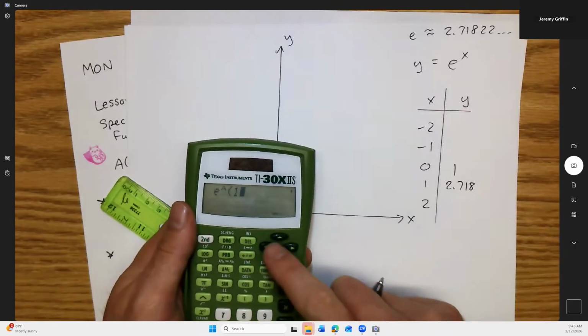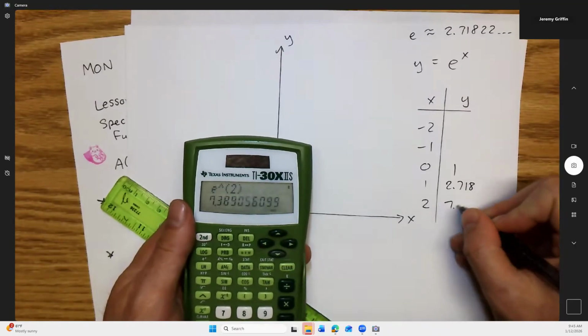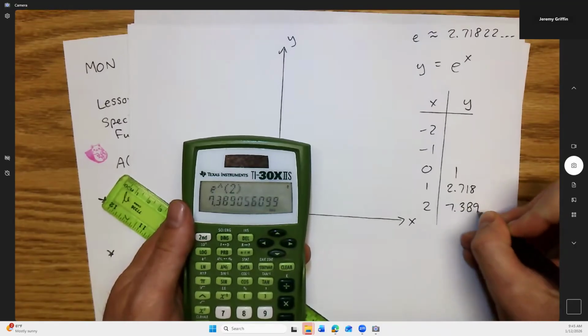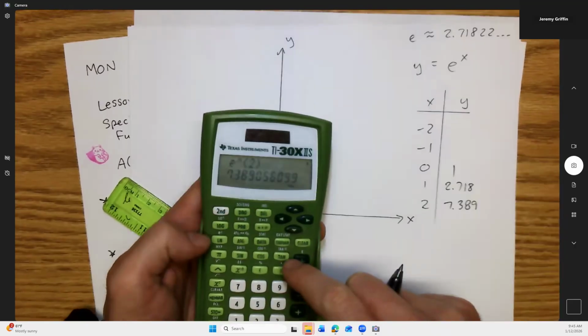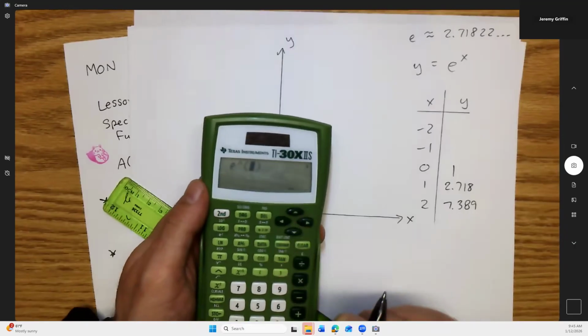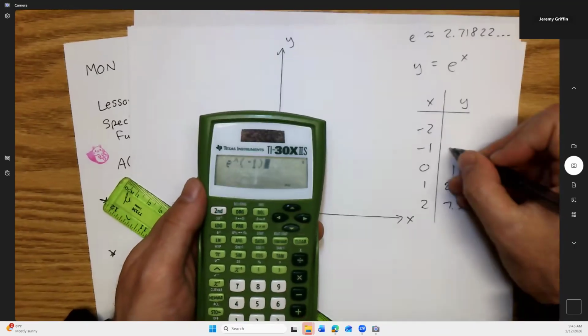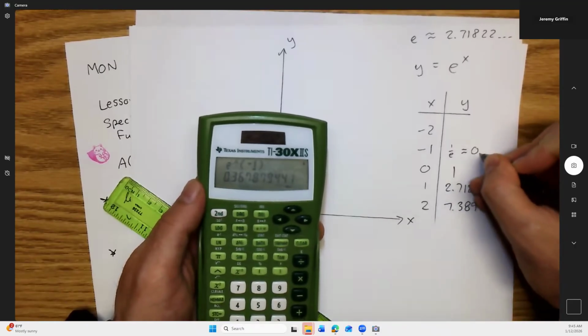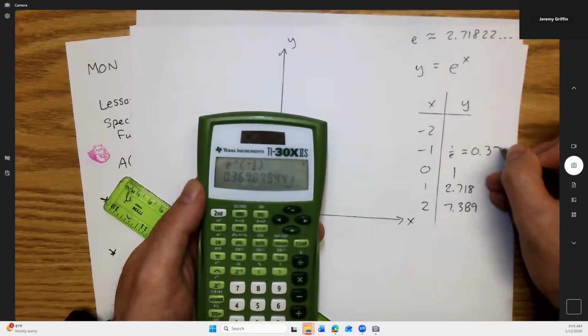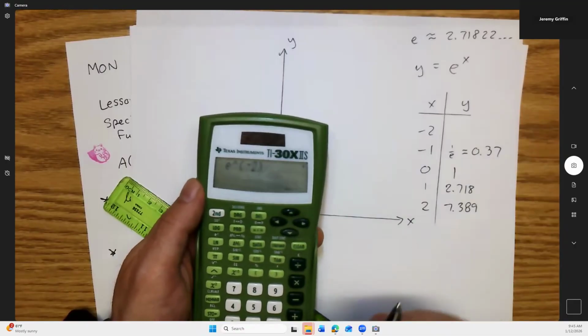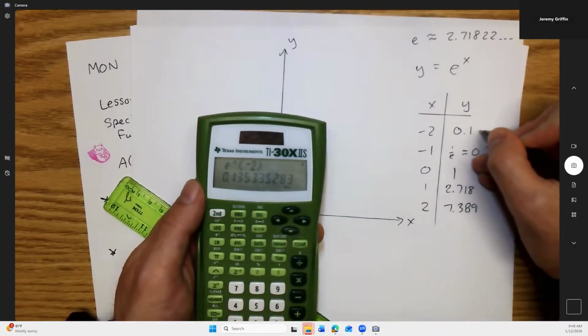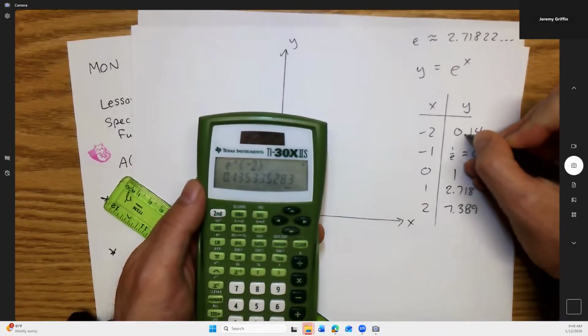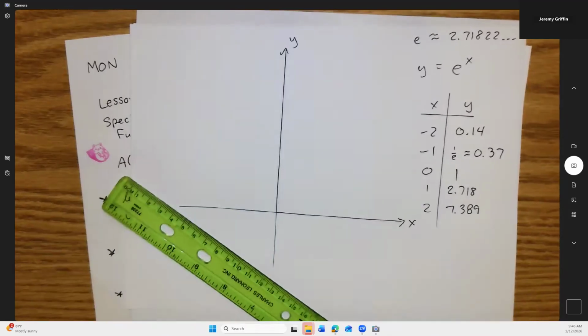What is e squared? It's like 7.389 something. Okay. e to the -1. Is that the same thing as 1 over e? 1 over e, which is about 0.37. Okay. And then e to the -2, 0.1 something. Okay, just a couple digits.